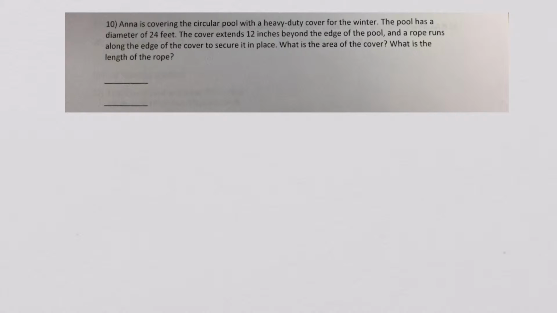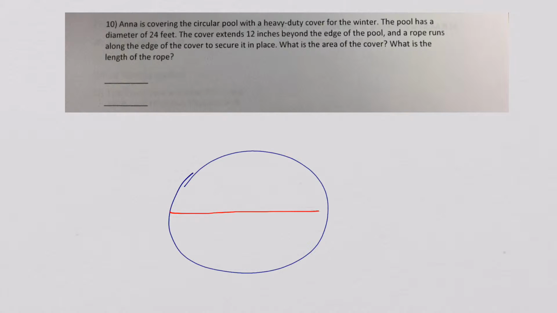So when we look at this problem, the first thing we should do is draw a picture to help us understand it. So we have a circular pool. Here's our pool. What do we know about it? We know that it has a diameter of 24 feet. Now remember that the diameter is the distance all the way across the circle. All right? So the diameter is the distance all the way across, and that is approximately 24 feet, just like this.